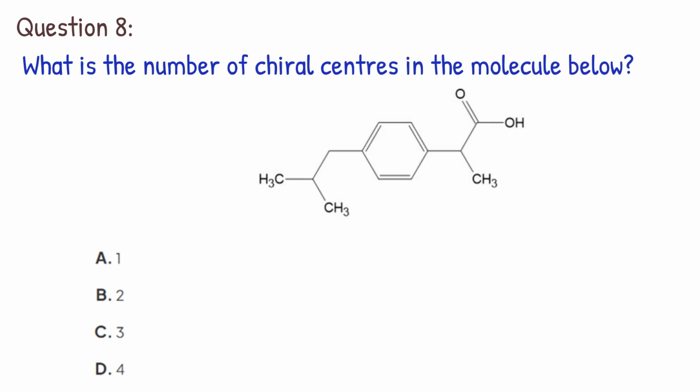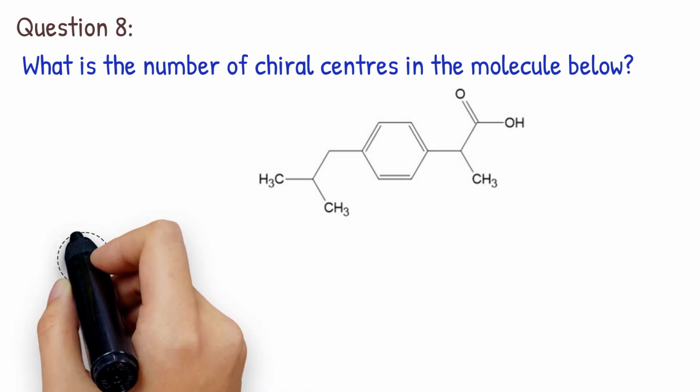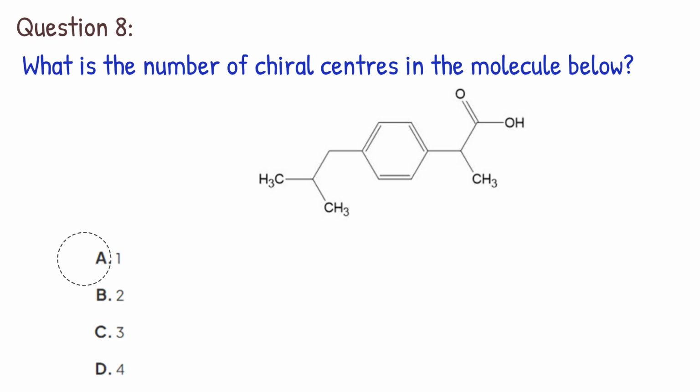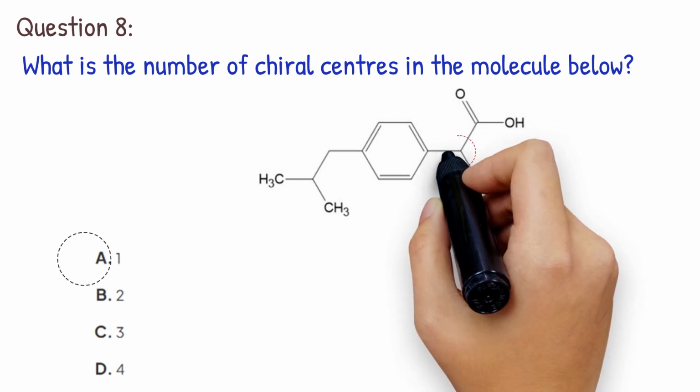Question 8. What is the number of chiral centers in the molecule below? The correct answer is A, because ibuprofen only has 1 chiral center. The chiral center is this one.